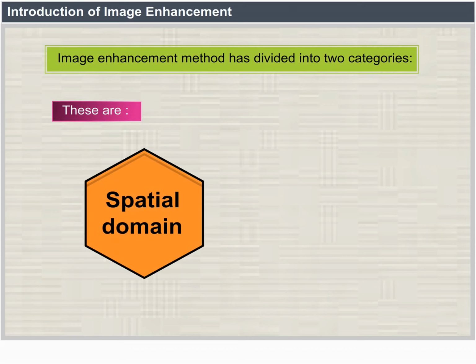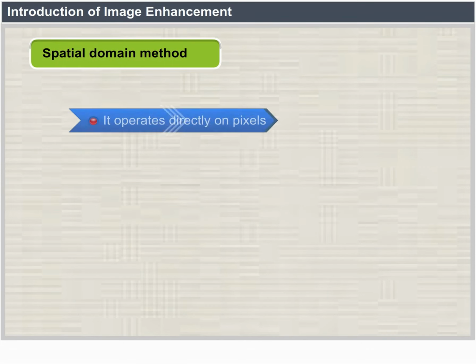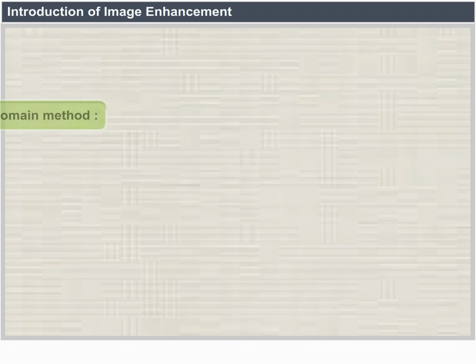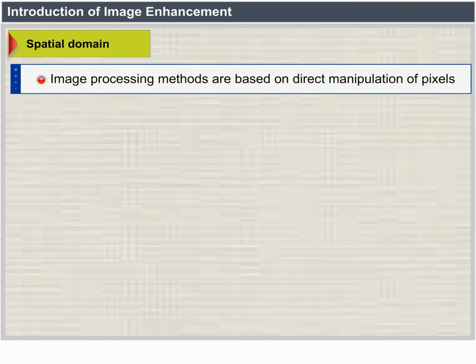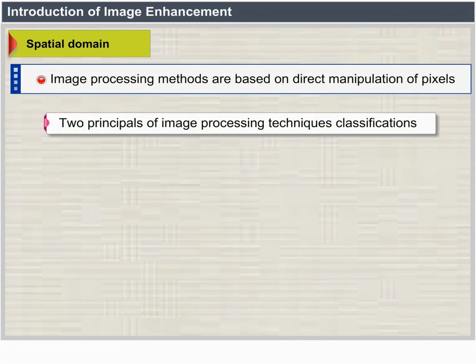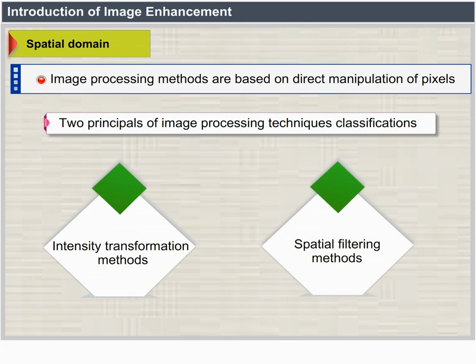The two principal categories of image processing technique: 1. Intensity transformation methods. 2. Spatial filtering methods. Background. The basics of intensity transformations and spatial filtering. Spatial domain process: g(x, y) equals T of f(x, y), wherein g represents the output image, T represents the operator defined over a neighborhood of the point, and f(x, y) represents the input image.